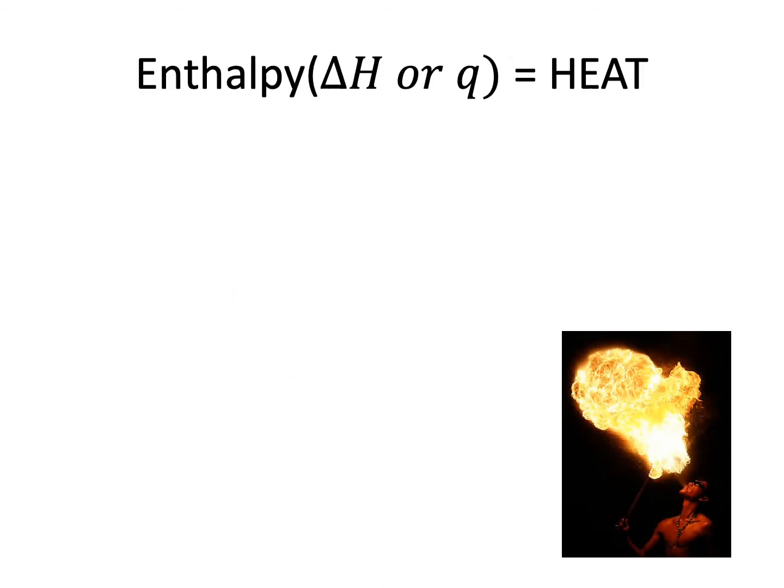Next thing we'll talk about is heat. So another word for heat in chemistry is enthalpy. Some symbols are delta H or Q. Those will be symbols that we will use in this chapter. So again, enthalpy is the chemistry wording for heat.